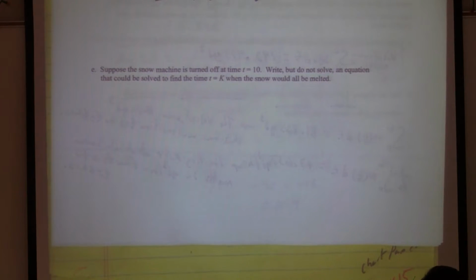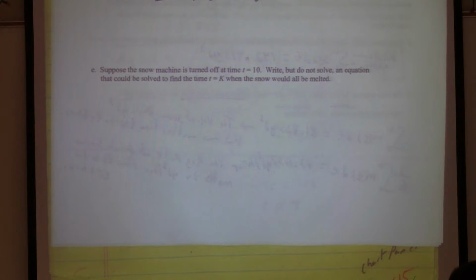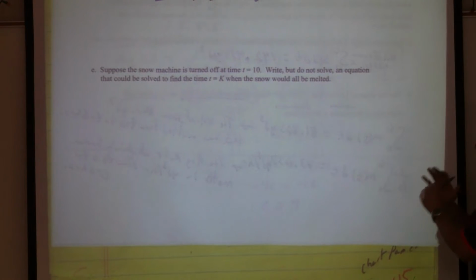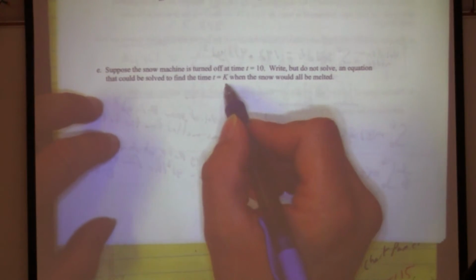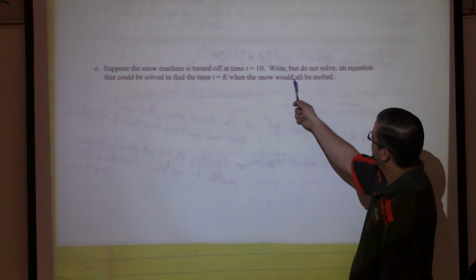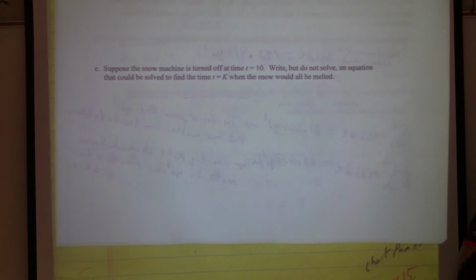Oh, that makes sense. Alright, the last question here before we leave. Suppose the snow machine is turned off at t equals 10. Gotta turn it off because we've got too much snow being added. Okay? Write, but do not solve, an equation that could be solved to find time t equals k when the snow would be melting. When the snow would all be melted. We don't want there to be any more snow.